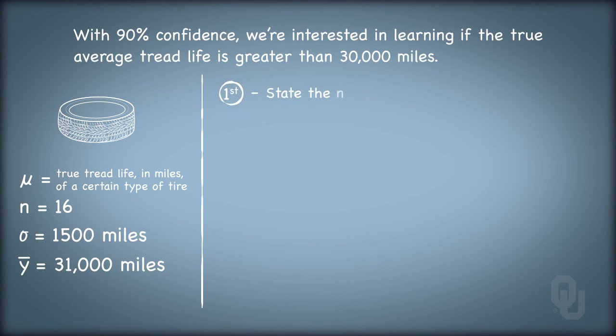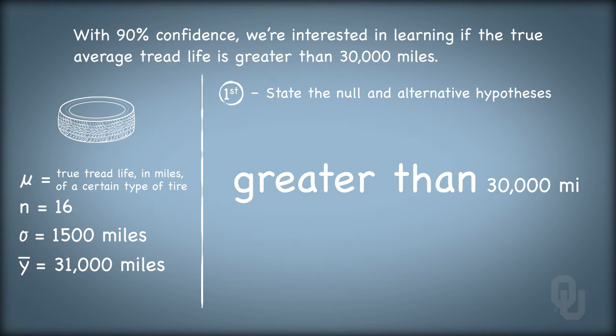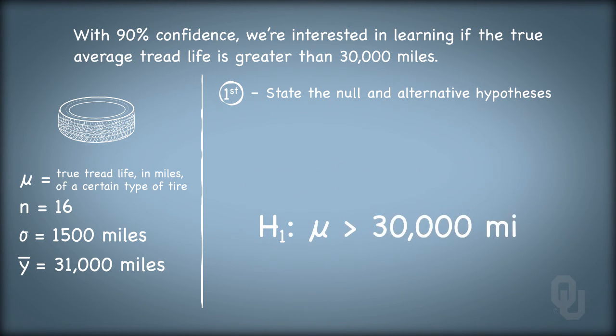First, the hypotheses. We're interested in learning if the true average tread life is greater than 30,000 miles. Greater than 30,000 miles. That statement doesn't imply equality. It's strictly greater than. So this statement must be in the alternative hypothesis. H1 states that mu is greater than 30,000 miles. The null hypothesis must contain an equality statement because equality is always in the null. So H naught is that mu is less than or equal to 30,000 miles.